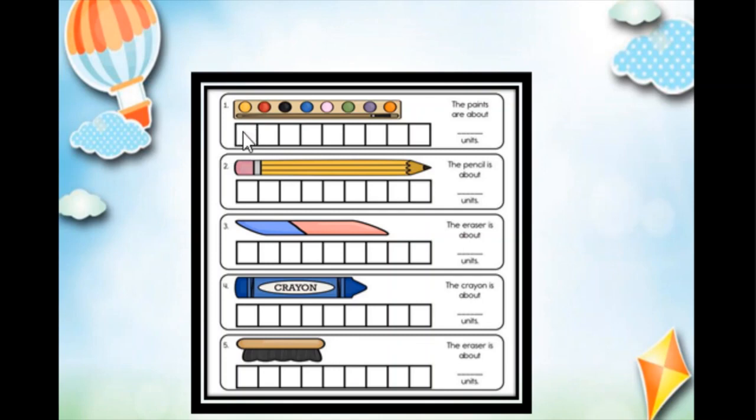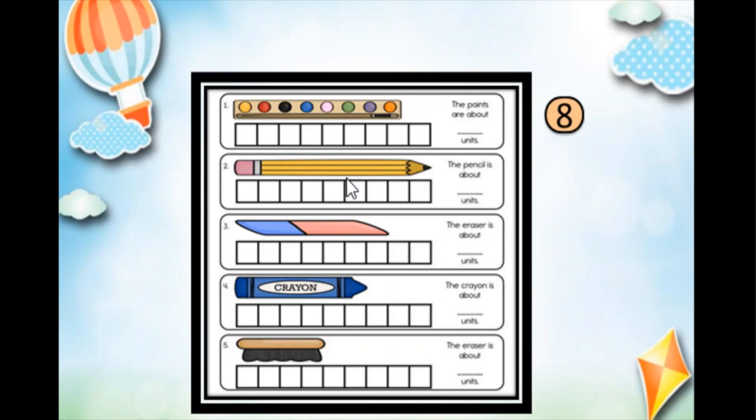Let's count how many small boxes long this watercolor measures. Okay? Watercolor first. Ready? Let's count. 1, 2, 3, 4, 5, 6, 7, 8. How many small boxes long is this watercolor? Very good. It's 8 boxes. Good job. How about this pencil? How many small boxes long is this pencil?